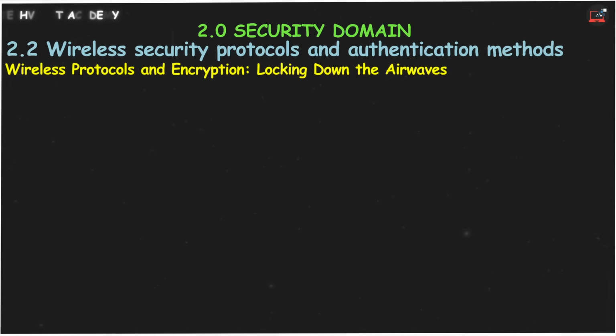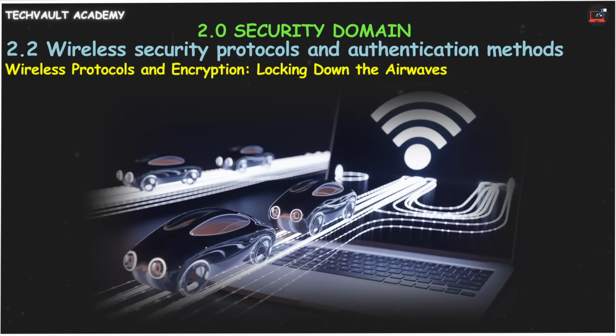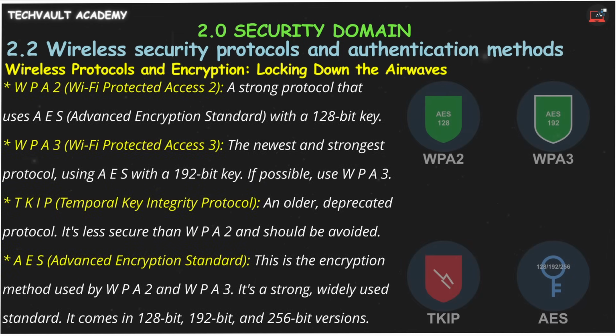Wireless protocols and encryption, locking down the airwaves. Think of wireless protocols as the rules of the road for Wi-Fi. Encryption is like scrambling the data so only authorized devices can understand it. WPA2, Wi-Fi Protected Access 2, a strong protocol that uses AES, Advanced Encryption Standard, with a 128-bit key.